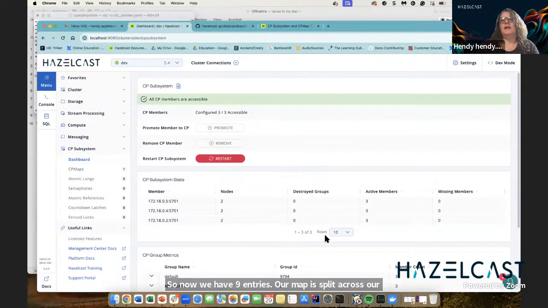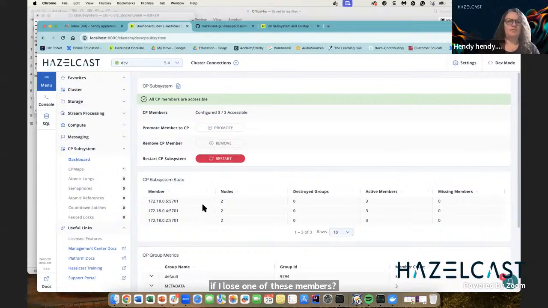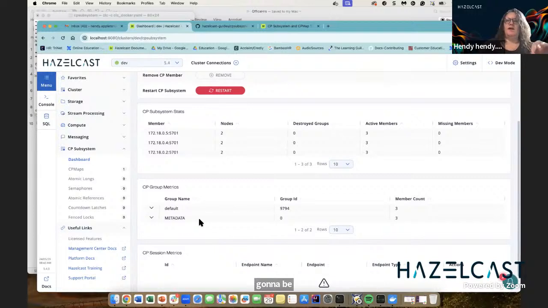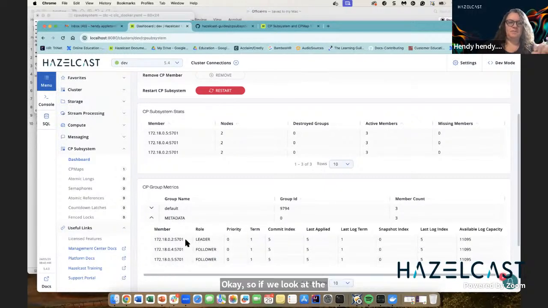Everything is great. Now, what's going to happen if I lose one of these members? Well, let's pick a member and turn him off. Now I'm going to be kind of careful about this. In this environment, what I'm about to show you actually matters. Okay, so if we look at the metadata group, for example, the metadata is maintaining the information about the CP subsystem itself. If I lose the leader for the metadata, if the metadata can't recover, the entire CP subsystem crashes.